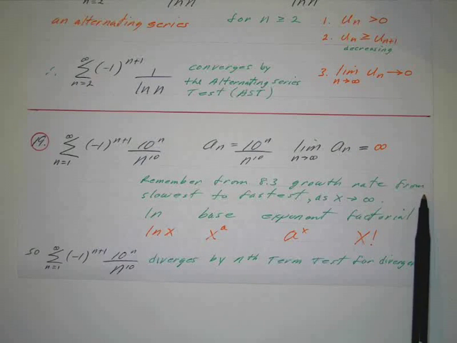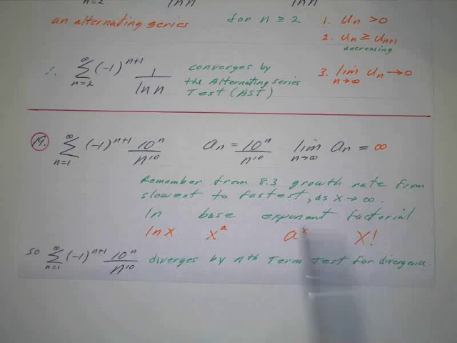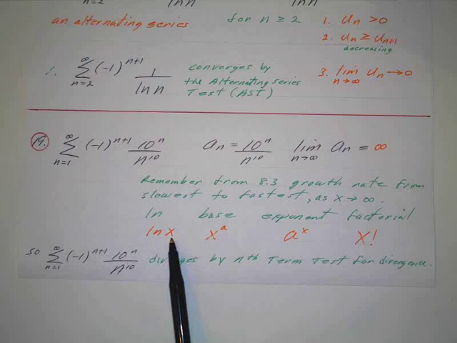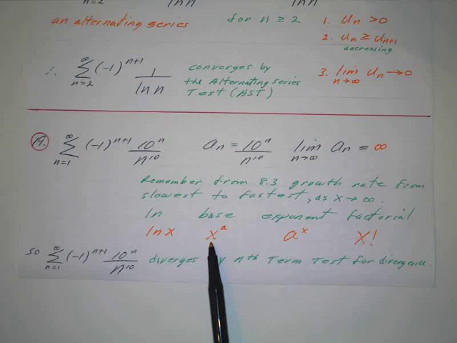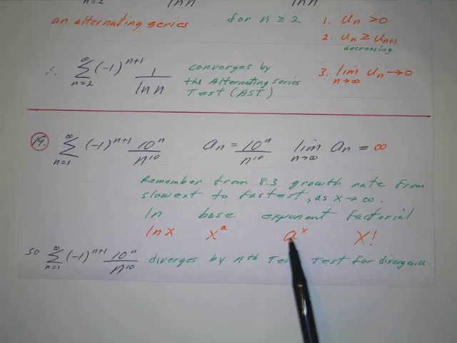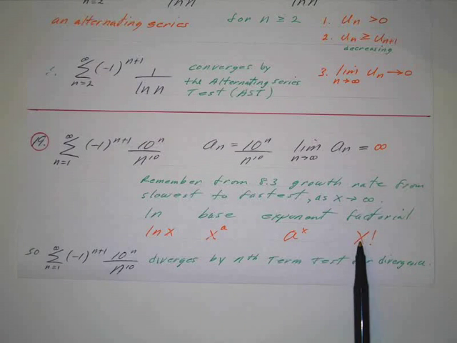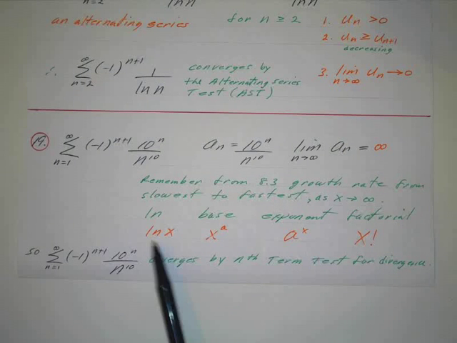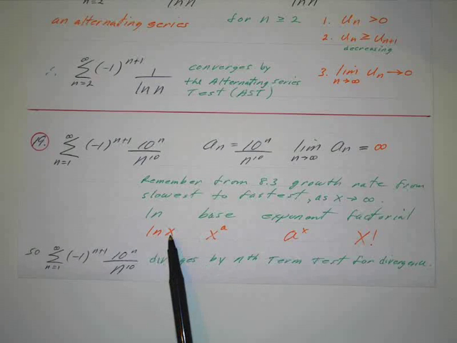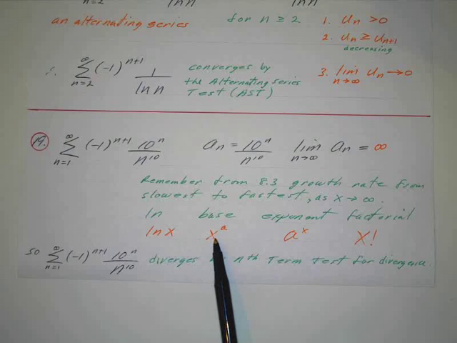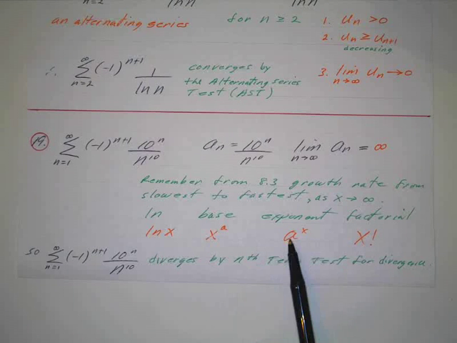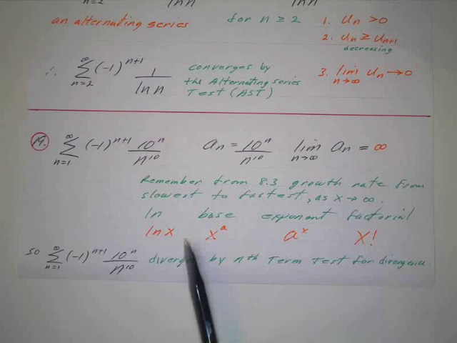Well, we have to remember from 8.3 the growth rates, from the slowest to fastest as x approaches infinity. The slowest would be the natural log. Then x as a base would grow faster. Then x as an exponent would grow faster. And the fastest is the factorial. We might have given you a little chart of this. The natural log of x goes the slowest. X as a base grows faster. A to the x grows even faster, and then factorial.